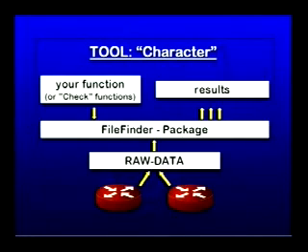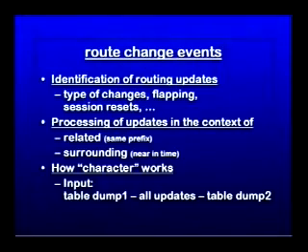In the remainder of the talk, I would like to introduce you to one function we've called route change events, and this function tries to identify different kinds of changes like flapping, session reset, update bursts, and so on. The characterization is of course done by processing all of the updates. There are two different interesting contexts in which you can view an update. First, of course, all updates for the same prefix, but there's also an interesting context in which you can view all the updates that appear within a short time period.